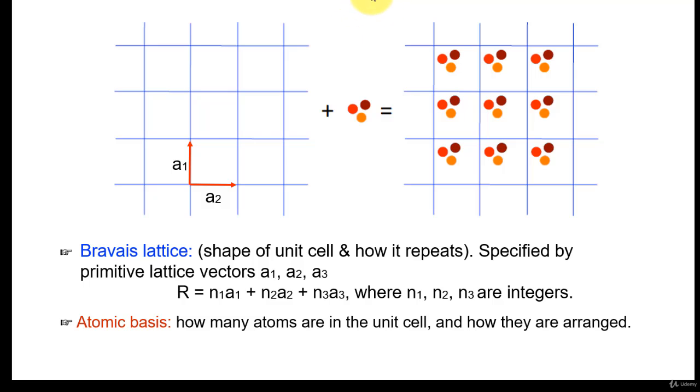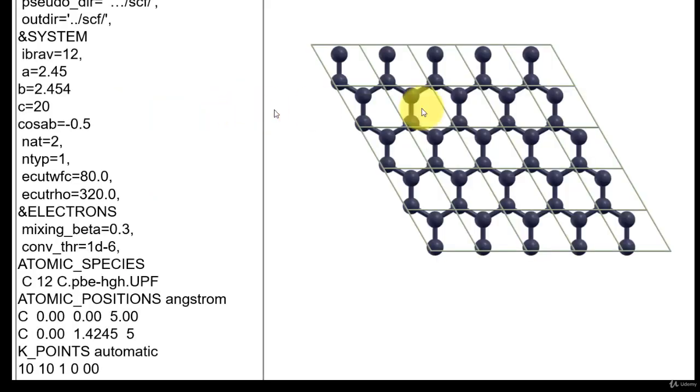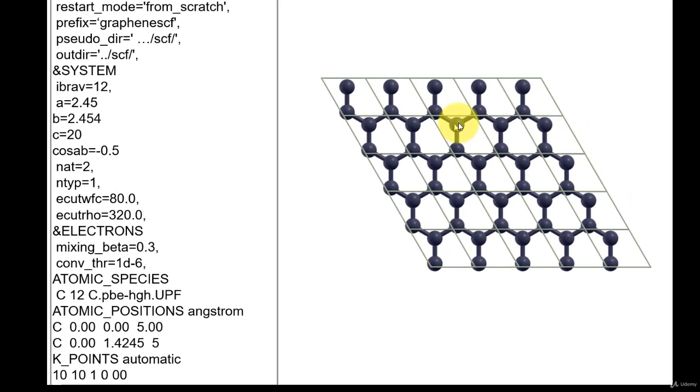Atomic basis defines how many atoms are in the unit cell and how they are arranged. For example, in this figure, the basis is 3 because we can see 3 atoms in each unit cell. In the case of graphene, the basis is 2 because we can see 2 atoms in each parallelogram-like unit cell.